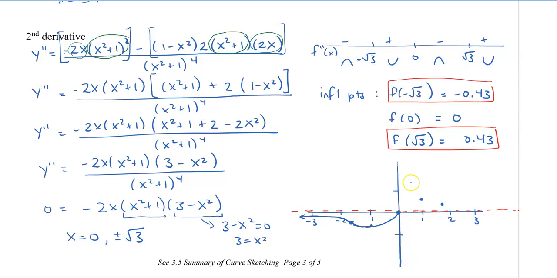From 0 to root 3 is all concave down. So that would be from here to here. And then from root 3 on to infinity is now concave up. So this would look something like this.